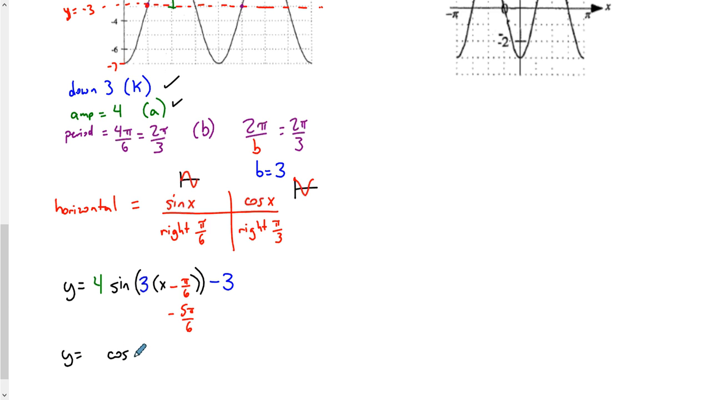If we use a cosine graph, again, I'll just plug in the things that I can without anything special. A value is still going to be the same. It's still going to be our amplitude. Our b value is also going to be the same. Our vertical translation, our vertical down, is still going to be the same. The only difference is the fact that it has moved, for a cosine graph, it has moved right pi over 3.